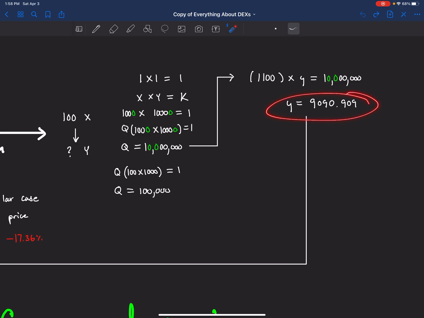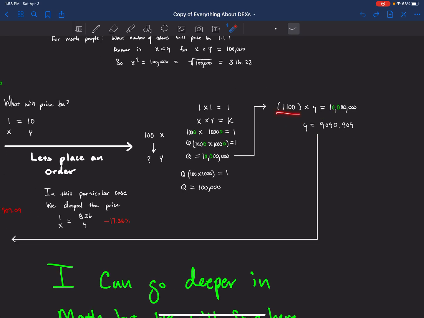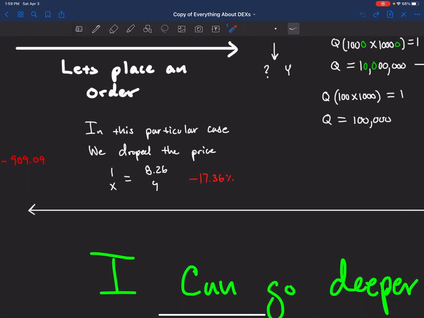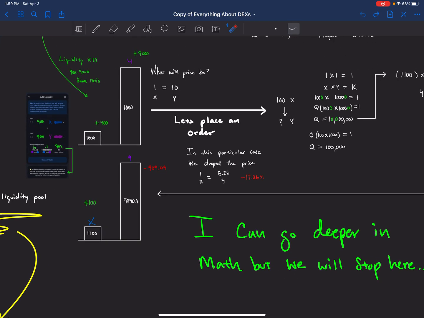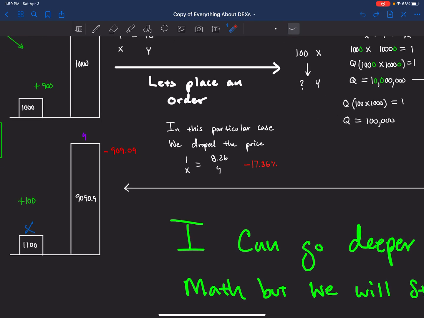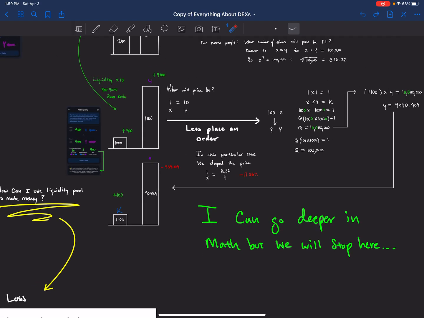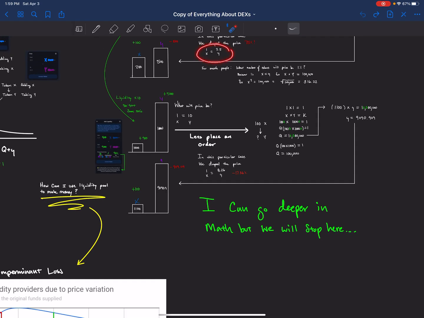So we now know how much Y we're going to get because we have our X, how much X we're supplying it with, 100 X, leaving Y with the constant that we figured out, and we know how much Y we're going to get. So now, it still moved the price a significant amount, but it moved it way less. In this particular case, we dropped the price only 17%. Now the ratio after this order is 1 of X equals 8.26, instead of where up here it became 2.5 after the 100 order of X. This one moved the price much less.